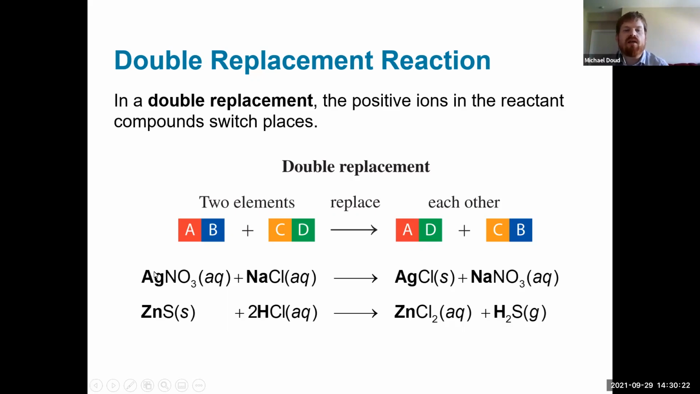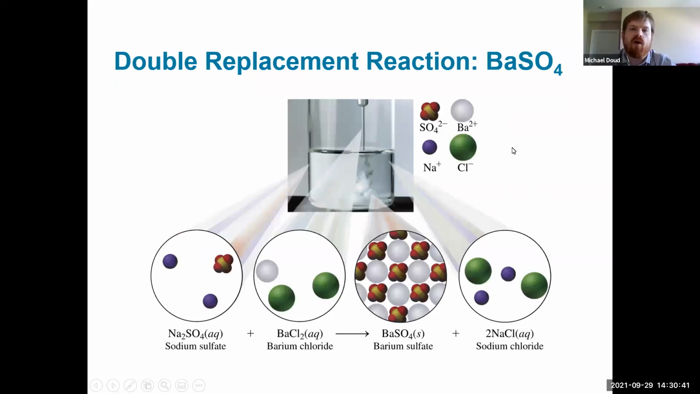So an example would be like this: silver nitrate reacting with sodium chloride. That produces silver chloride and sodium nitrate. Or zinc sulfide reacting with hydrochloric acid produces zinc chloride and H2S. Okay, and we'll definitely have some of these in lab as well. I think there's one or two that we're going to do in lab.